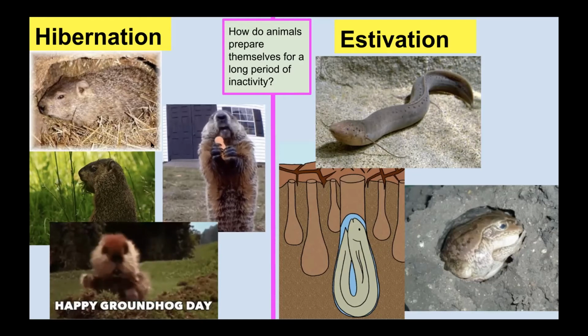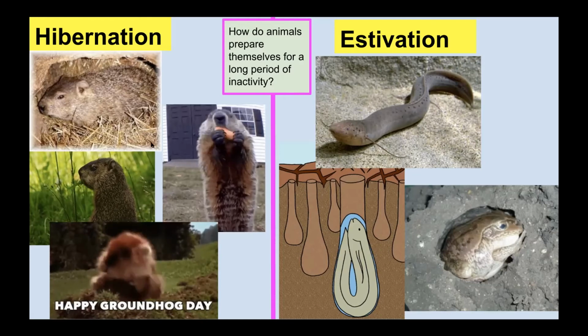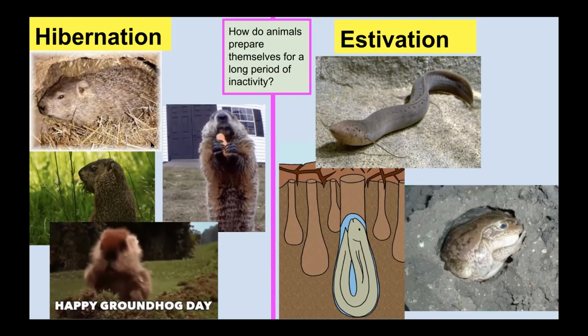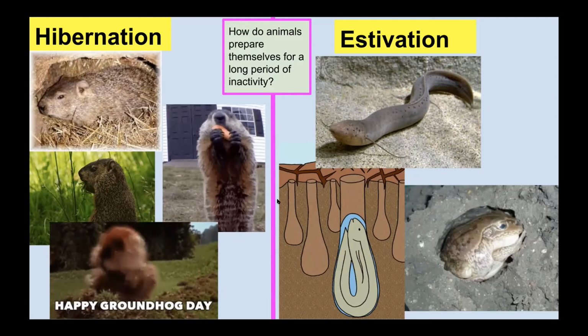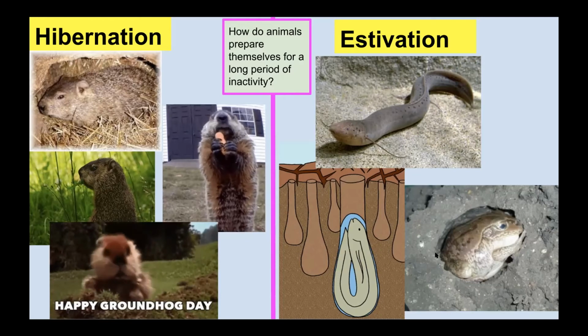Now, we said hibernation mostly relates to our warm-blooded animals during winter time. We learned about estivation with Mrs. Fuller, and again, estivation is just that dormancy during the summertime when it tends to be hotter and drier. It usually relates to our reptile and amphibian friends. And again, it's during the hot, dry summer times.